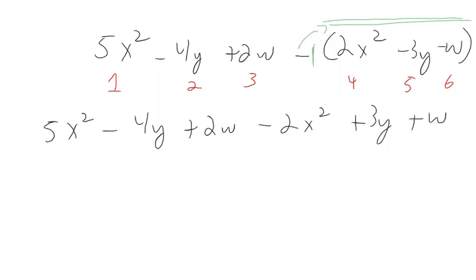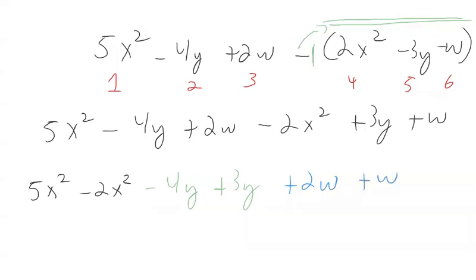Now, I can use the commutative property and rearrange these things and do 5x squared minus 2x squared, and then minus 4y plus 3y, and then plus 2w, not y, plus 2w plus w. The reason I want to do this is because, remember, to combine terms, you have to have the same variable and the same power. And now that I have them grouped this way, it's easy to see them next to each other. You don't have to do this, but I think it makes it a little easier.